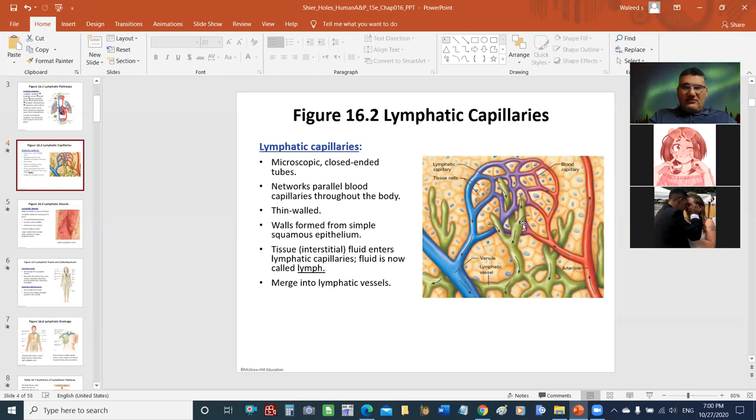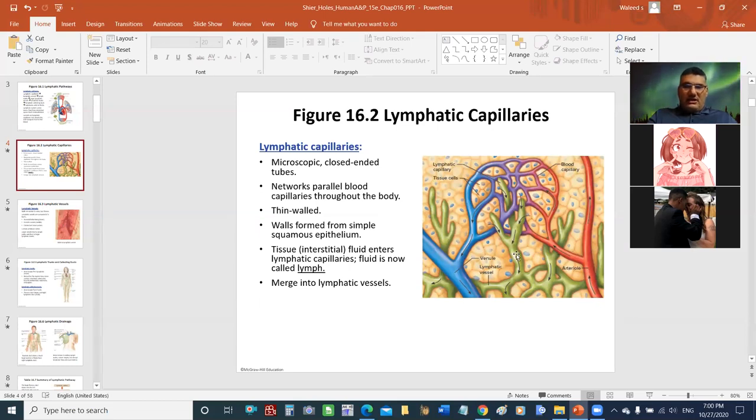The lymphatics are different because they are blind ended. Look at this. Blind end, blind end, blind end. It's not continuous like this. So this is the first difference. Second difference, it is wider. Compare this green to this blue or red. It's larger.